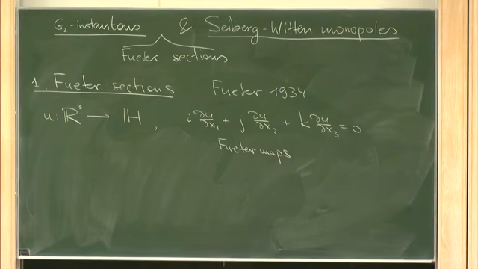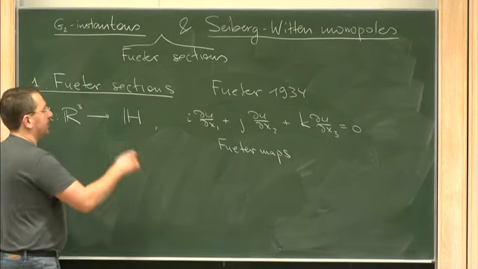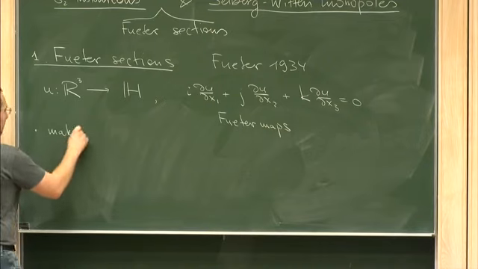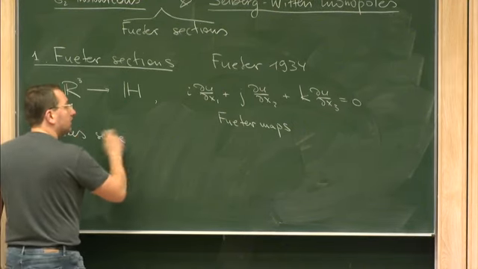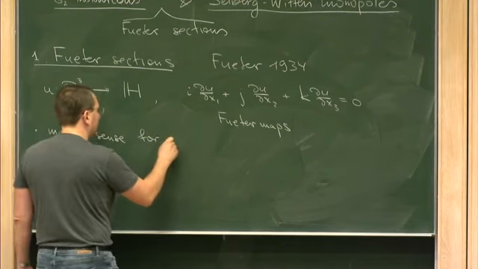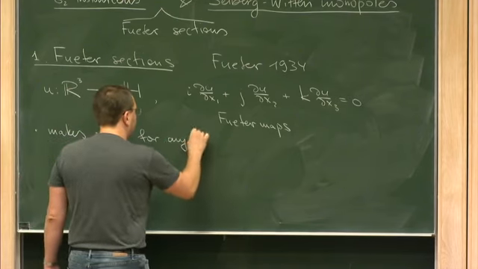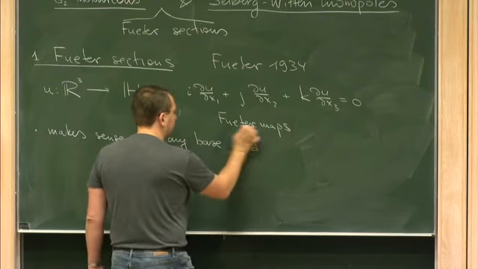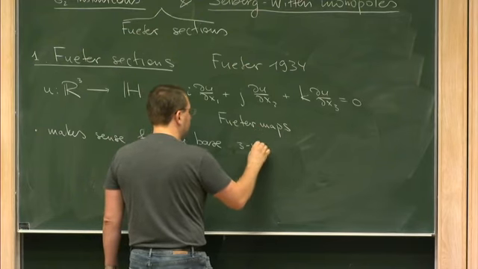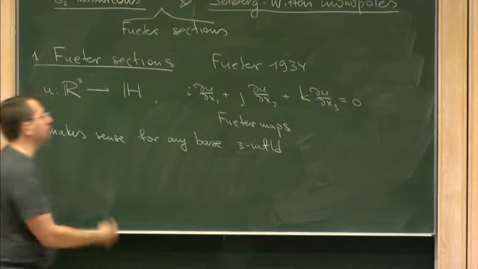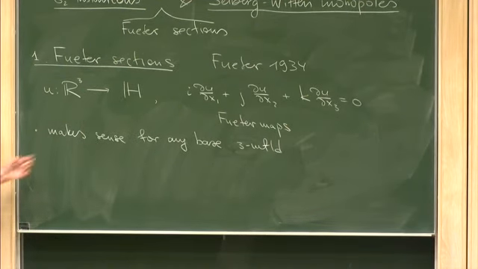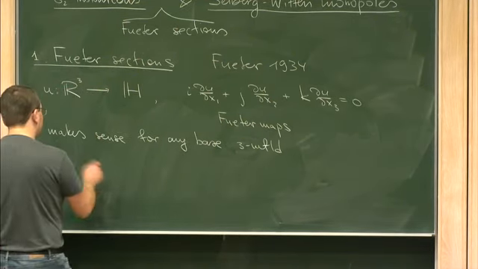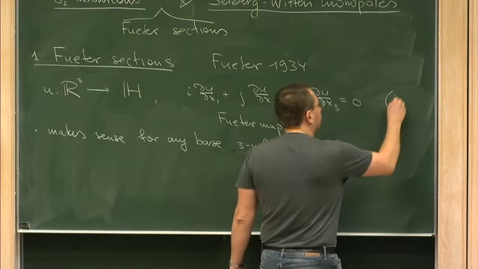Now there are several observations in place. So first of all, this makes sense for any base manifold. So let us concentrate on 3 manifolds. Namely, if you choose a spin structure, then this equation will become the equation for the harmonic spinor. All right, so maybe let us note this.